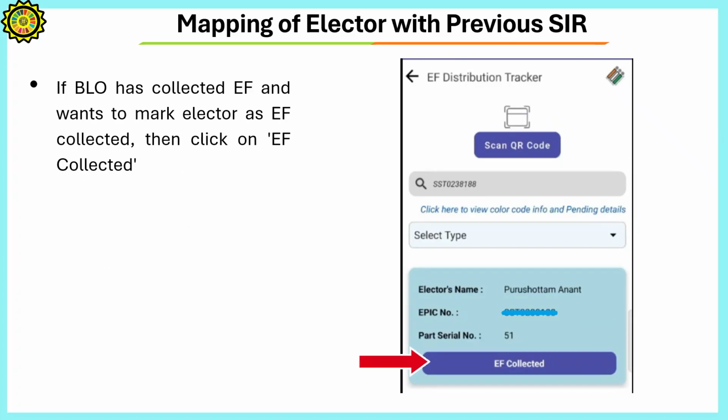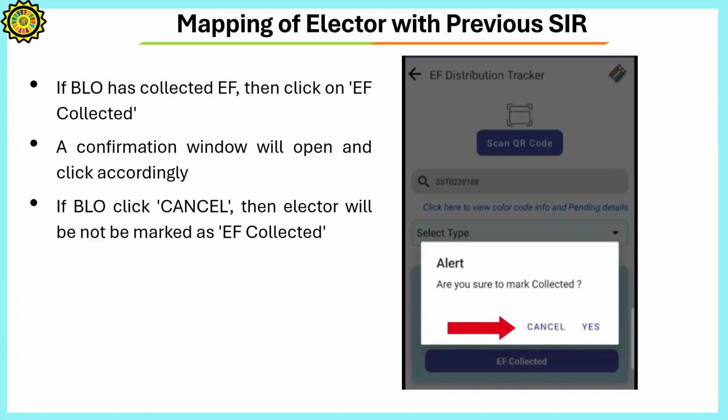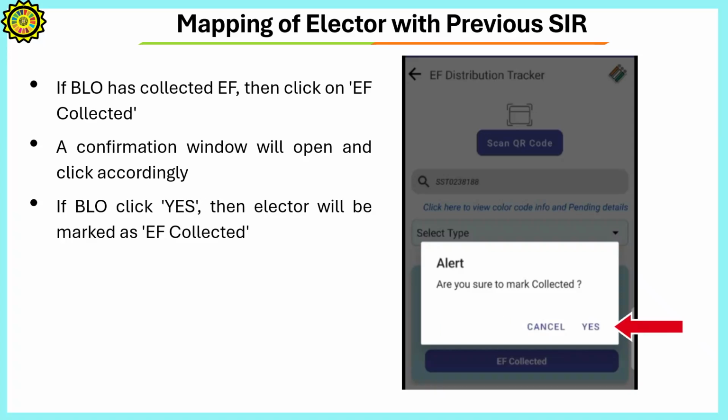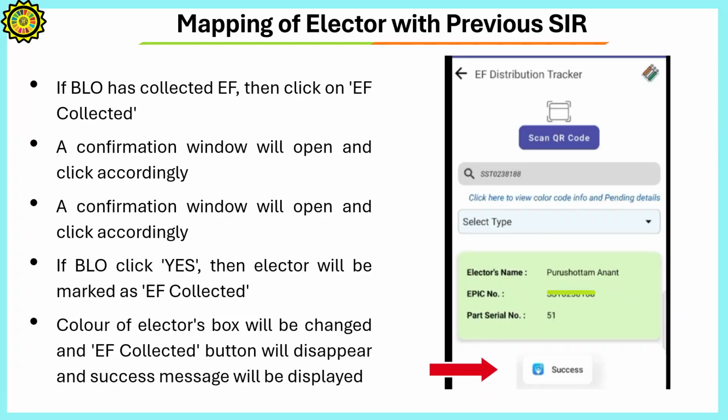If BLO has collected EF and wants to mark elector as EF collected, then click on EF collected. A confirmation window will open and click accordingly. If BLO clicks cancel, then elector will not be marked as EF collected. If BLO clicks yes, then elector will be marked as EF collected. Color of elector's box will be changed and EF collected button will disappear and success message will be displayed.